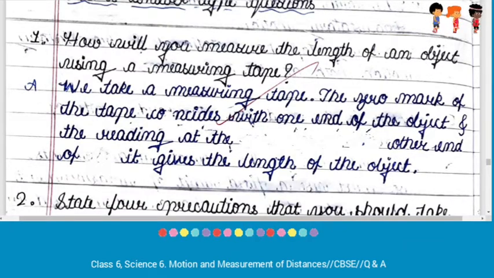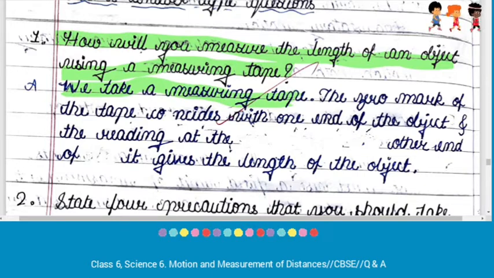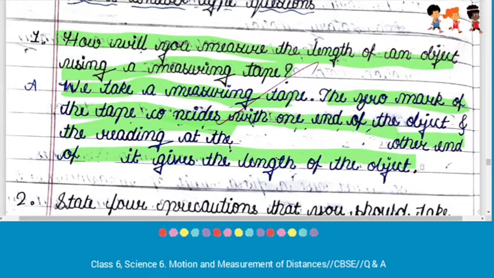First one is, how will you measure the length of an object using a measuring tape? Answer, we take a measuring tape, the zero mark of the tape coincides with one end of the object and the reading at the other end of it gives the length of the object. So we take a measuring tape, the zero mark of the tape coincides with one end of the object, the reading at the other end of it gives the length of the object.